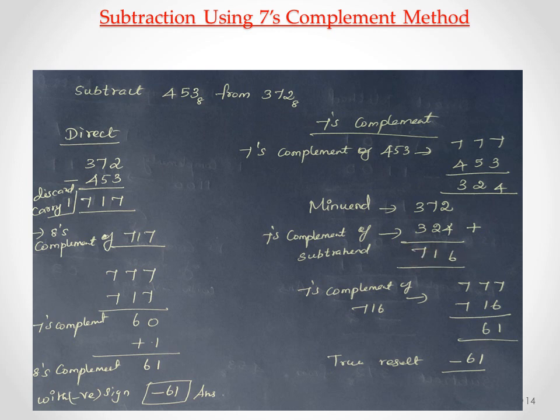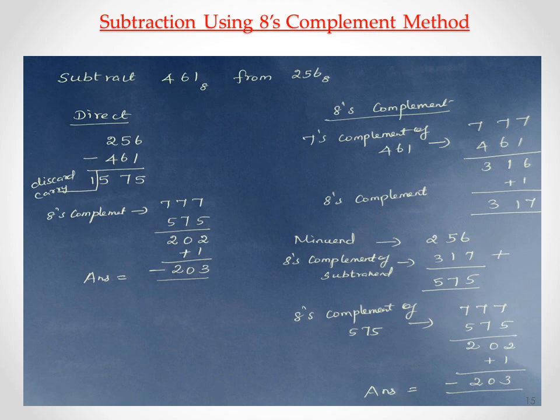Now here minuend is smaller case. So what we have to do is, here no carry. If no carry is present, we need to take the 7's complement of the answer with negative sign. So I am finding the 7's complement of 716, that is equal to 61 and with minus sign.